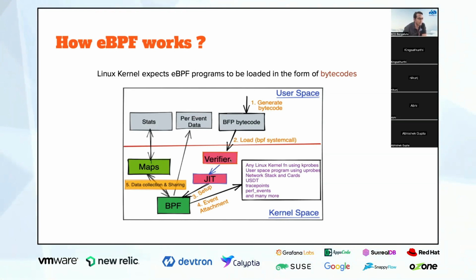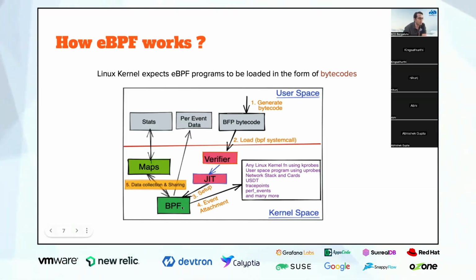Now, after the verification is done, we do it with the help of JIT, which is the just-in-time compiler. Depending on your architecture and some other details, it would insert into the BPF that I told about. It creates a very minute virtual machine in the kernel itself. So it basically gets into the kernel with the help of a virtual machine creation inside the Linux kernel.